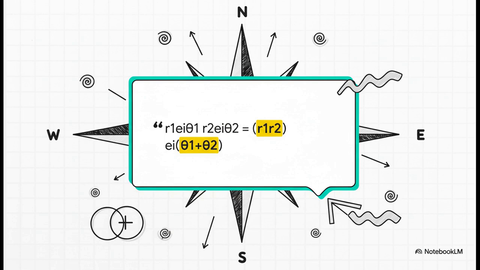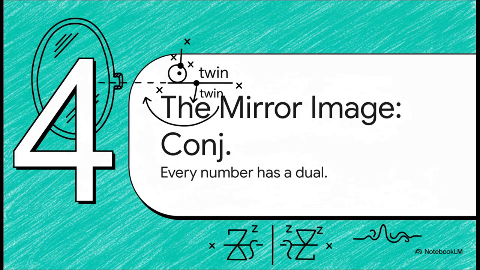Multiply the lengths, r1 times r2, and add the angles, theta 1 plus theta 2. This shows us what complex multiplication really is. It's a combination of scaling and rotation on that complex plane. It's a stretch and a spin.